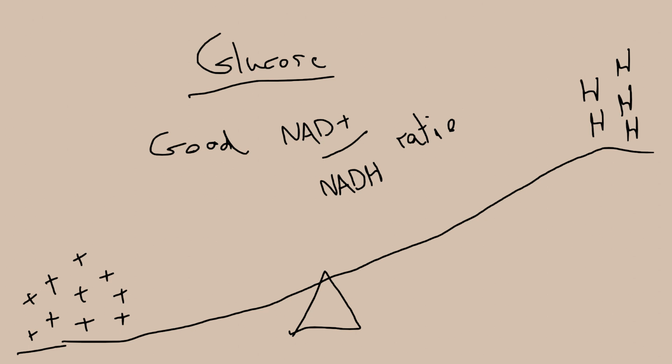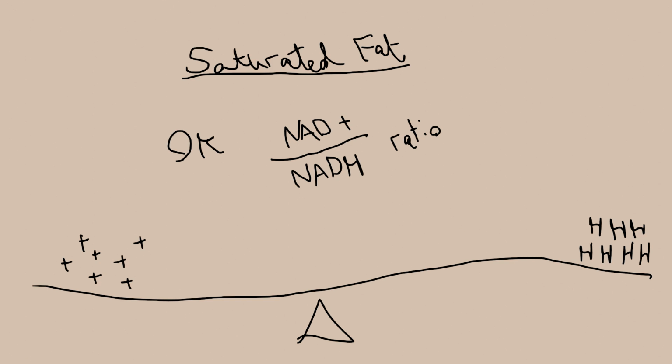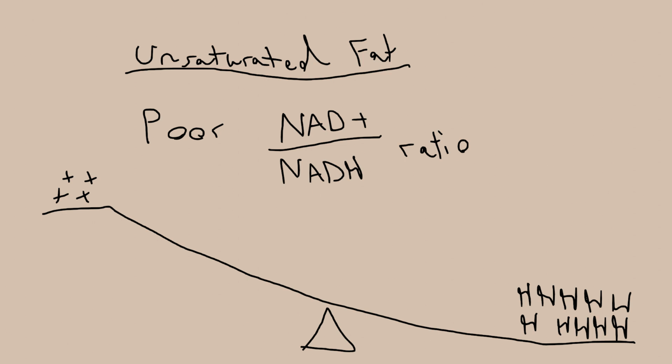One of the main factors in determining how much NAD+ is available for the NAD machine is the food type that is being burned. Glucose has the best NAD+ to NADH ratio with the most NAD+ made available by burning it. Saturated fat is next best though has significantly less NAD+ than glucose. Unsaturated fat results in the worst NAD+ to NADH ratio.